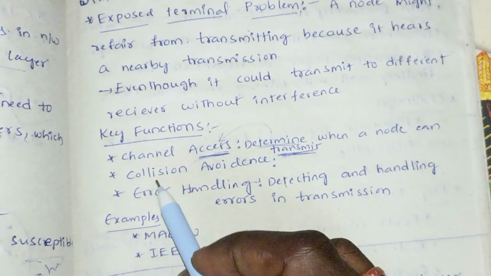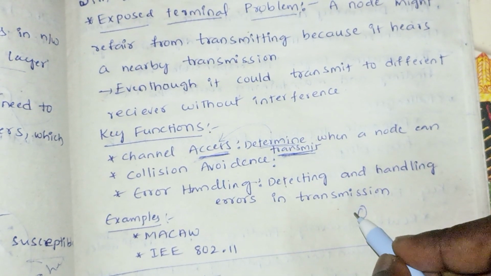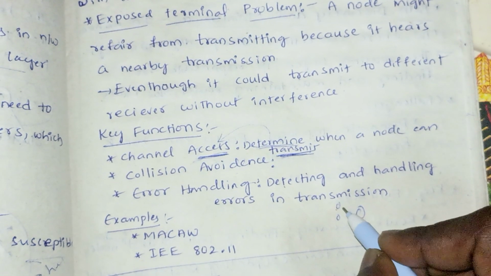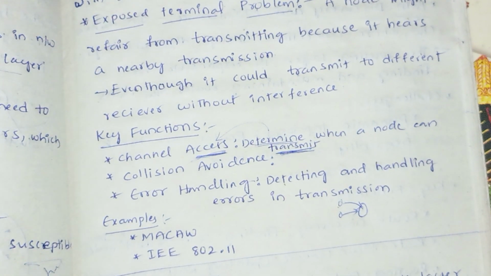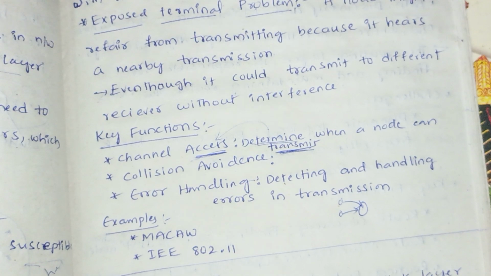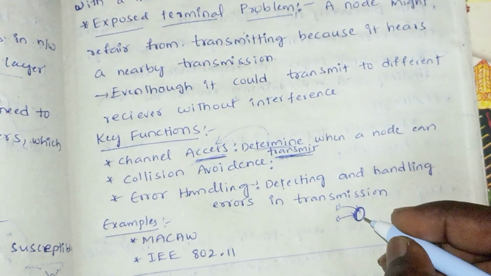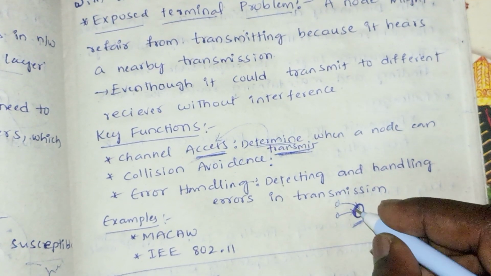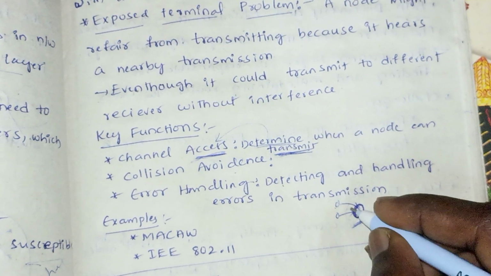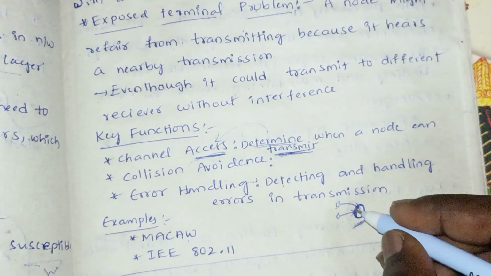Next, collision avoidance. As I already told you, collision prevention happens in the MAC layer. So many different types of data are being shared on the same channel, the same medium, so there is no collision between these nodes. That is the prevention of collision in the MAC layer.